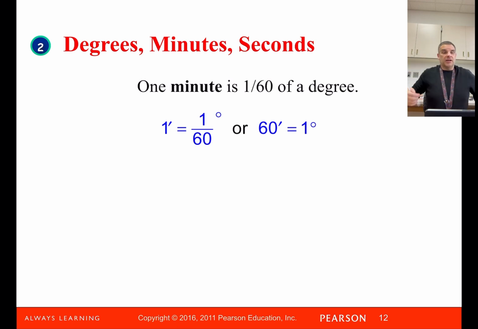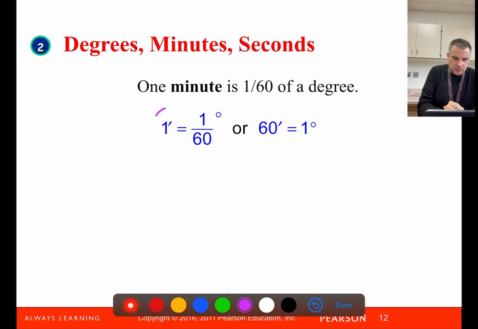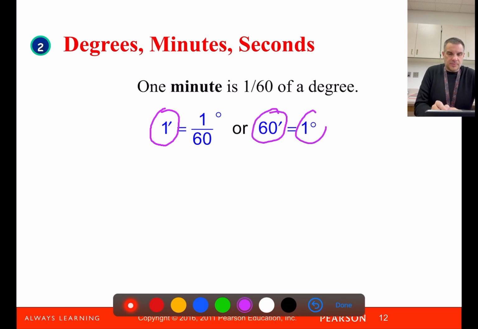The next thing we have to talk about is degrees, minutes, and seconds. So we're kind of talking about the clock now. Something we have to keep in mind: this mark represents 1 minute. So 1 minute is equivalent to 1/60th of a degree, and 60 minutes is equal to 1 degree.